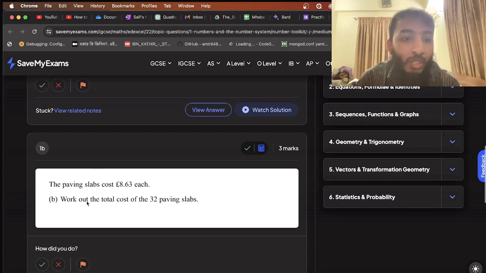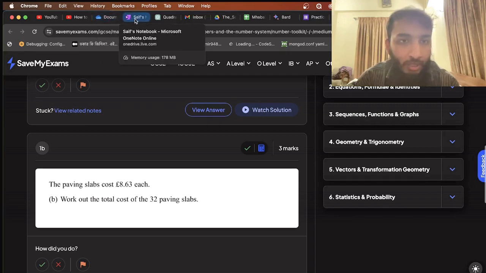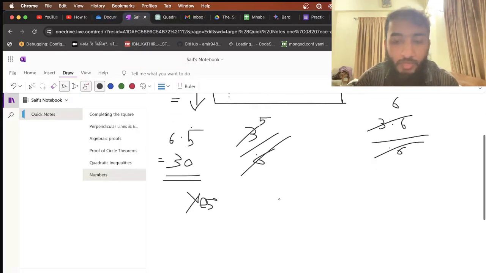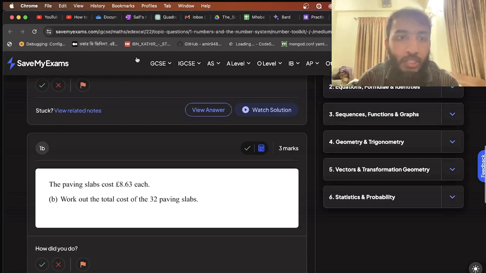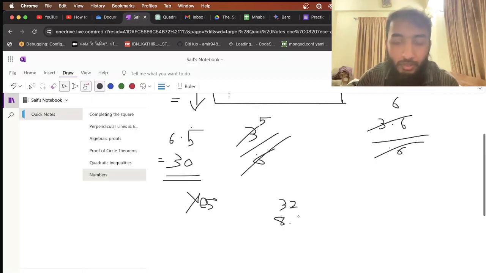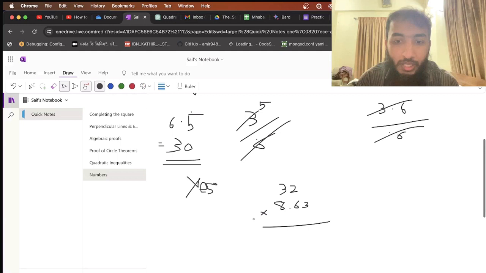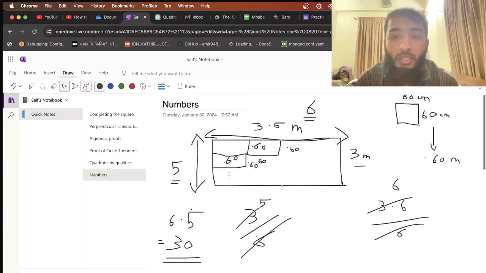Now if you go to the second question, each of the paving slabs costs 8.63 pounds. Work out the total cost of 32 paving slabs. So how much did Matthew spend? He bought 32 and each of them costs 8.63 pounds. The multiplication of these will yield the result. So this is how you can solve this problem.